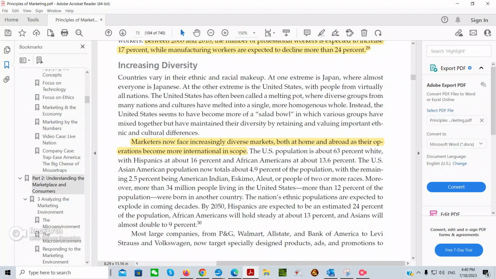African Americans will hold steady at about 13%. Asians will double to 9%. Actually, it's even more than that now. Whites, I think it's about 40 something to 50%. And you'll see that each generation has less and less kids.